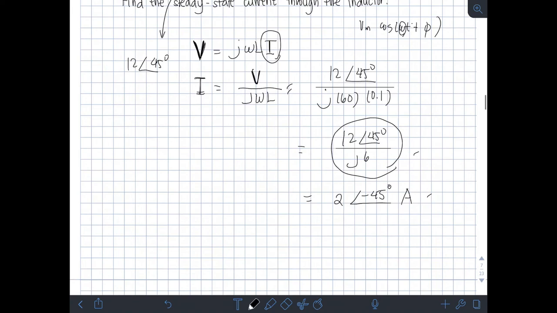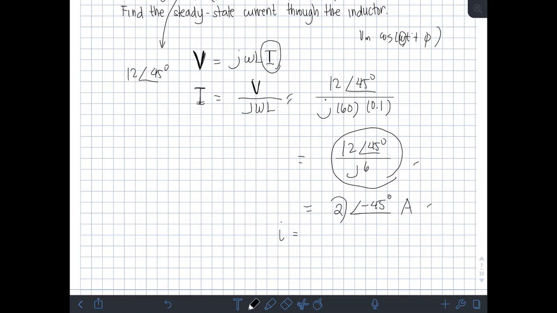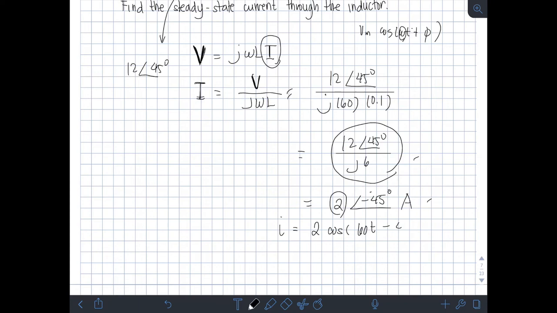So, ibalik natin into time domain kasi given natin is time domain, right? So, therefore, I is equal to, so yung 2, siya yung magnitude ng ating current. So, 2 and then cosine, same lang din dapat na 60t, then minus 45 degree, yung phase angle natin, amps. So, therefore, this is the final answer.